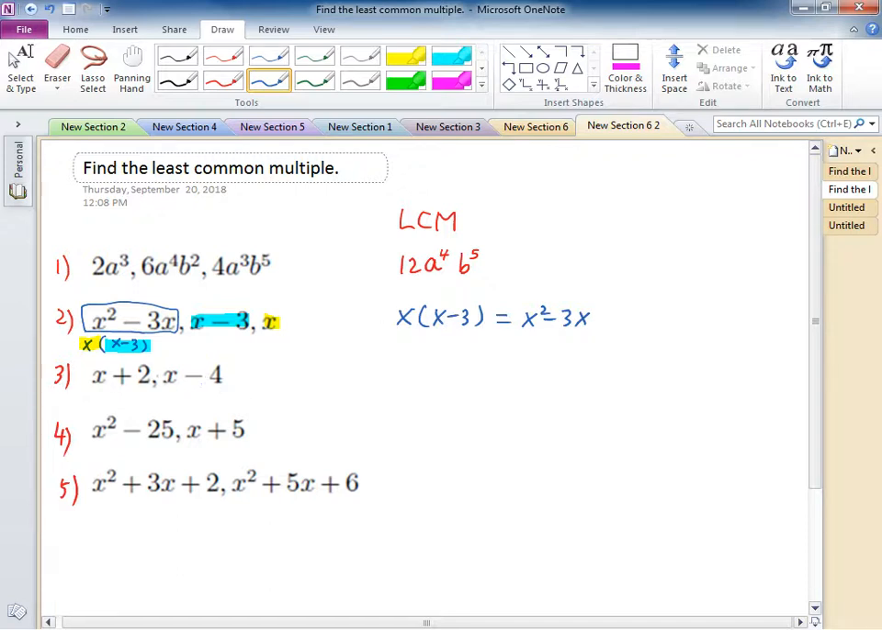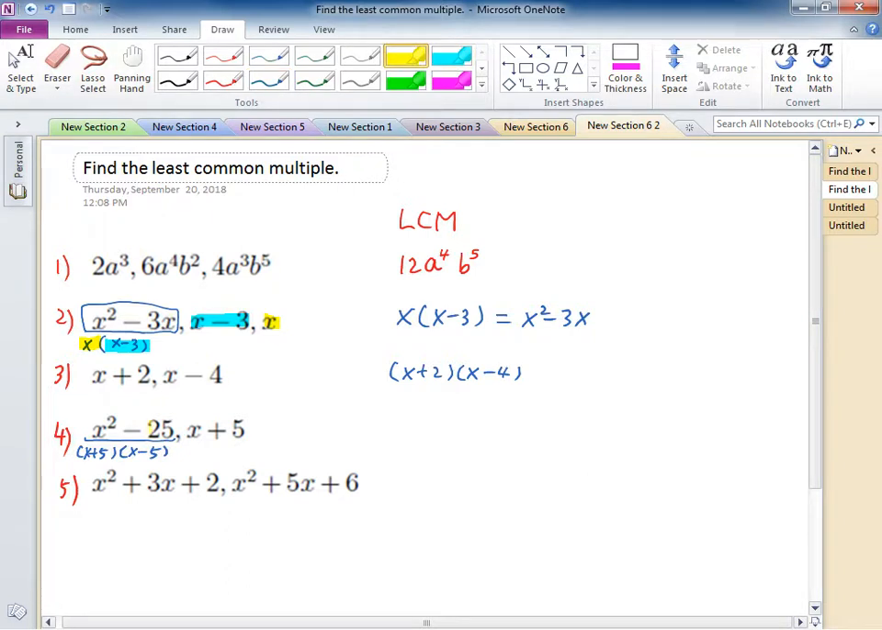Question number 3. What is the least common multiple of 2 binomial factors? Yesterday we talked about this a lot. You multiply, that is the multiple. Number 4. Do I just multiply to make the multiple? Not in this case, because this is possible to factor. What are the factors of x squared minus 25? X plus 5, x minus 5.